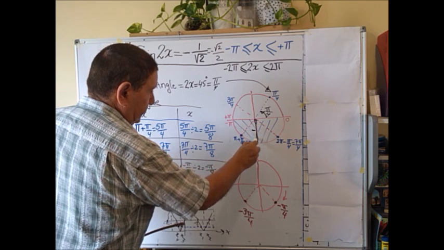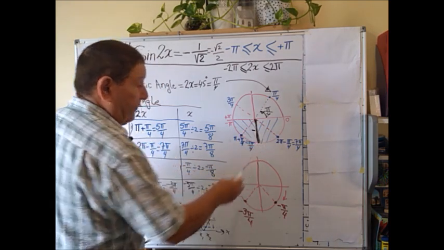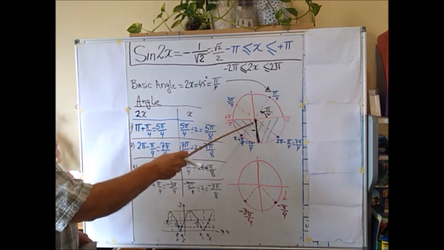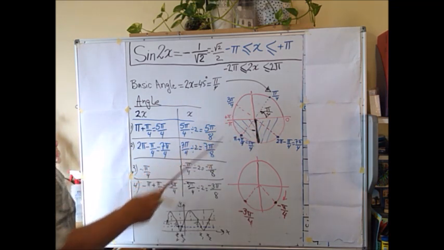The sine is actually represented by the y value on the unit circle, and it is negative below the x-axis. So it's negative in the third and fourth quadrants.